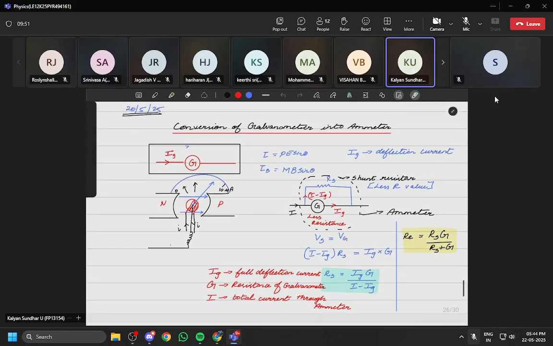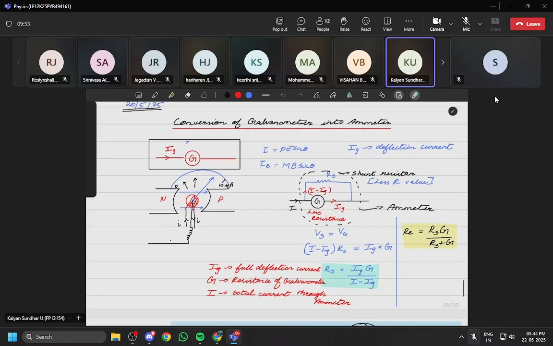Right, sir. So in the last class, we have been seeing the conversion of your galvanometer: one is the ammeter and the other one is the voltmeter. For the ammeter, the galvanometer alone can be used for measuring the current as well as the potential difference, but only small values, right? Like a microampere we can measure, right?